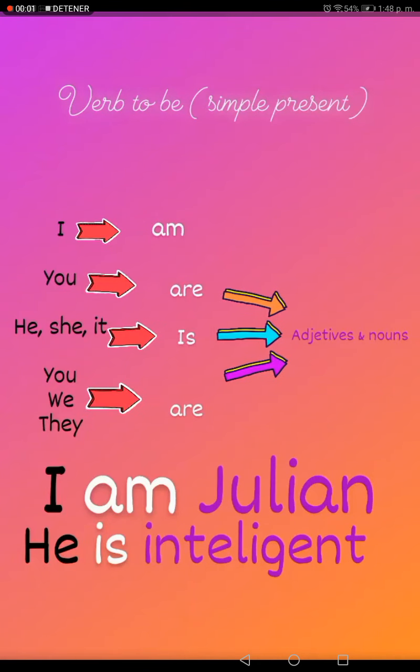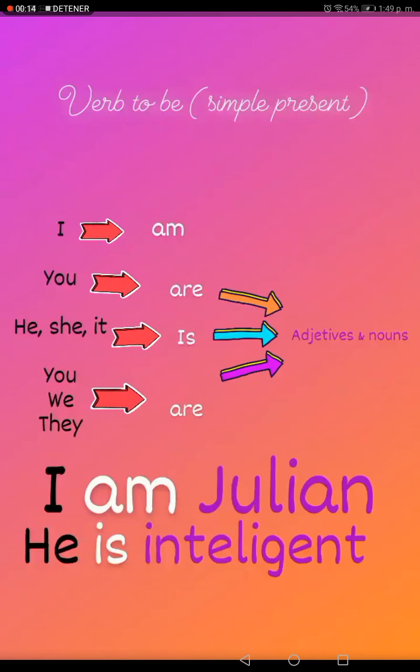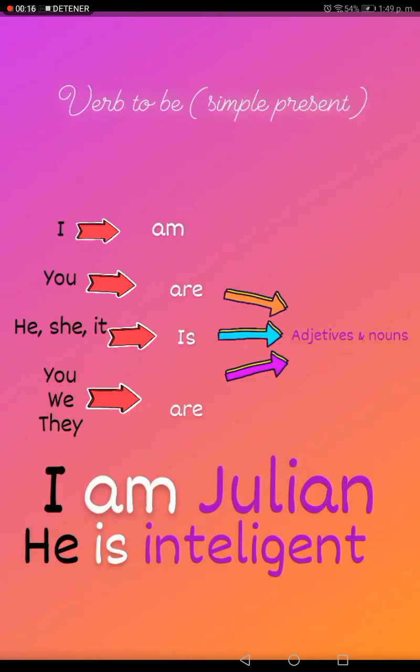Okay, class, so today we're going to check the verb to be in simple present. This is today's topic, and this is going to help you a lot to answer the activities that are in the book. So first of all, the verb to be means in Spanish ser o estar. Remember that. And also in present, the verb to be has three different forms.